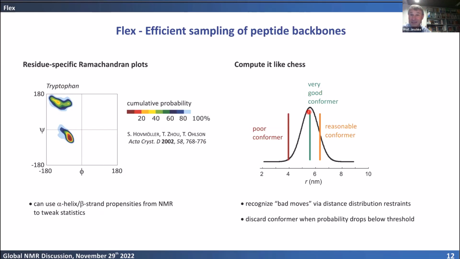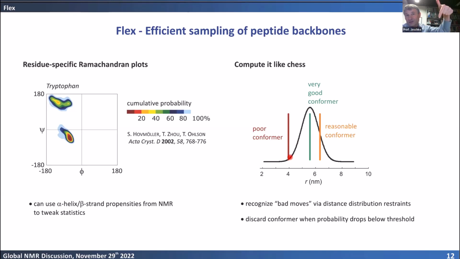And here again, the distance distributions are very useful. This is again a Gaussian model of a distance distribution. And now I make a conformation and I look at the distance between two residues that I have already computed. And if the distance is inside the distance distribution, this is a good conformer. If it is here, it is still a reasonable conformer. If it is here, that's a poor conformer.